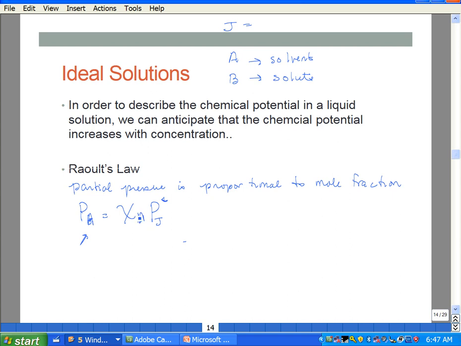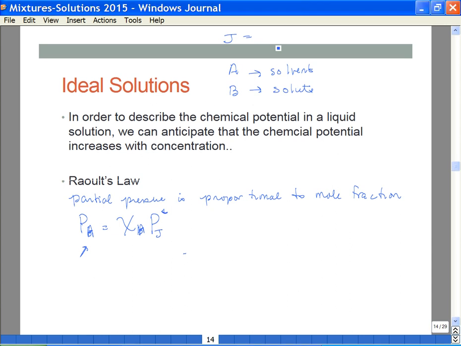But remember, J is any substance. A specifies the solvent, and B specifies the solute. So Raoult's law tells us that the partial pressure is proportional to the mole fraction of the solvent. So the partial pressure of A is proportional to the mole fraction of A times the pressure of the pure liquid. And that's what this is, the pressure of the pure liquid substance.